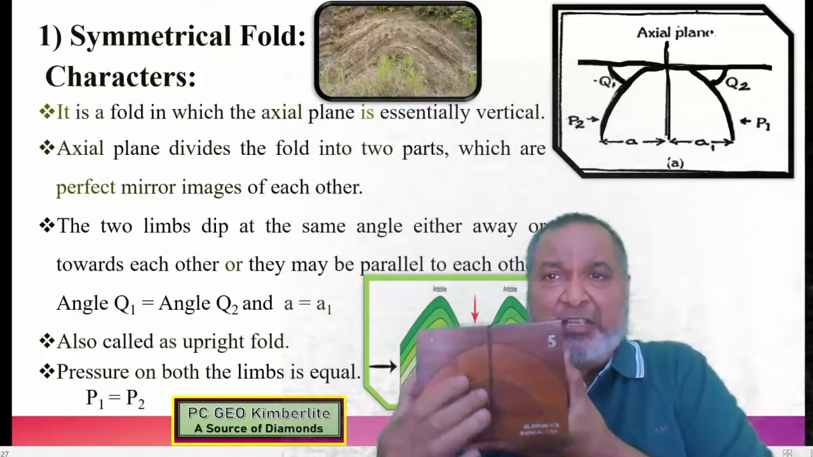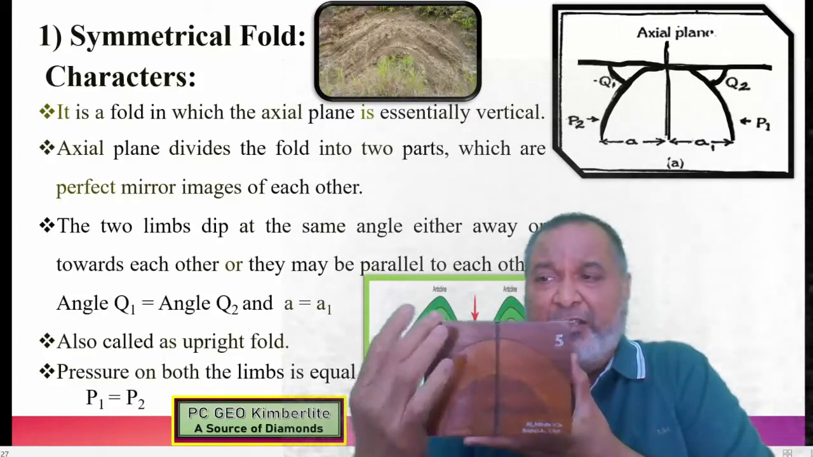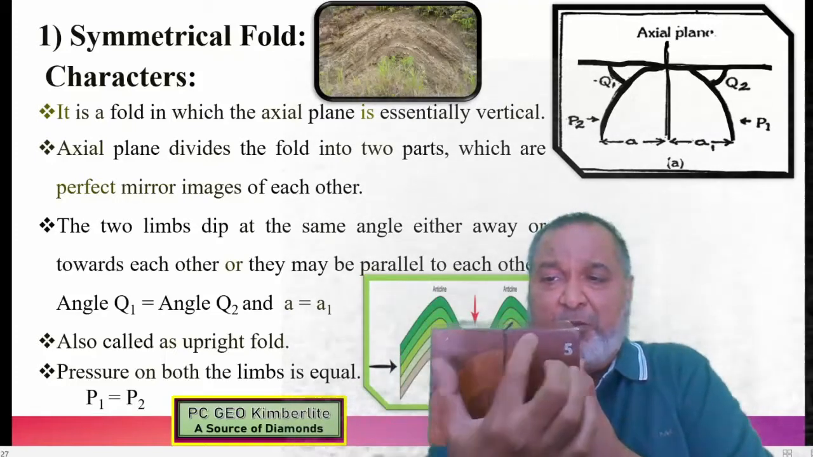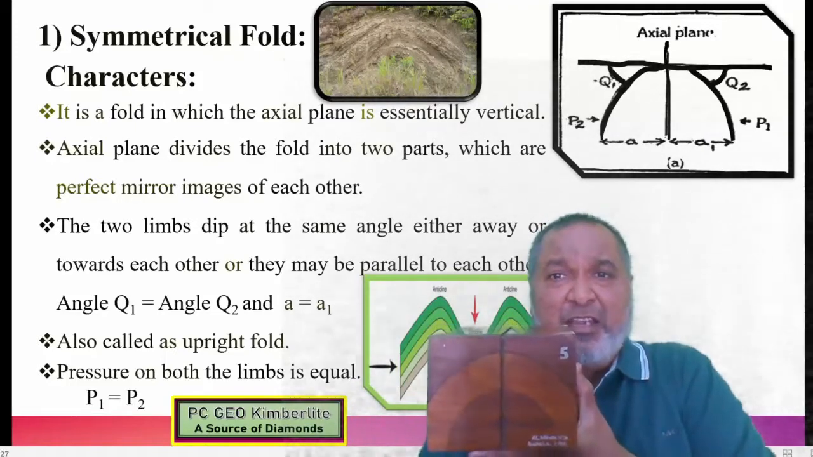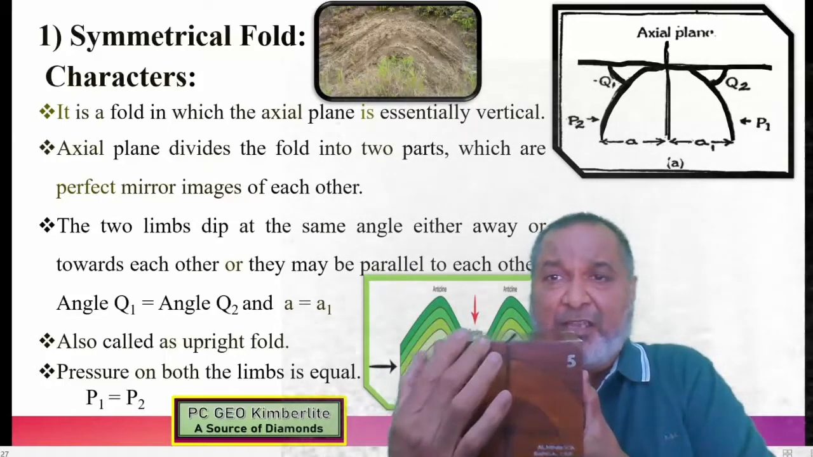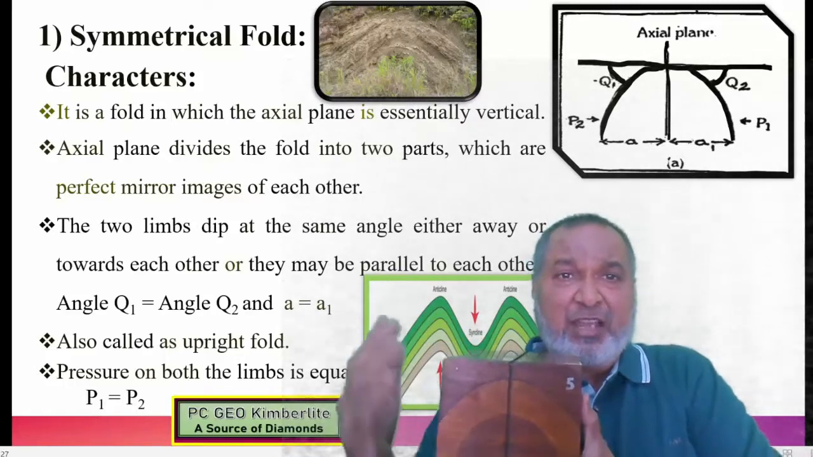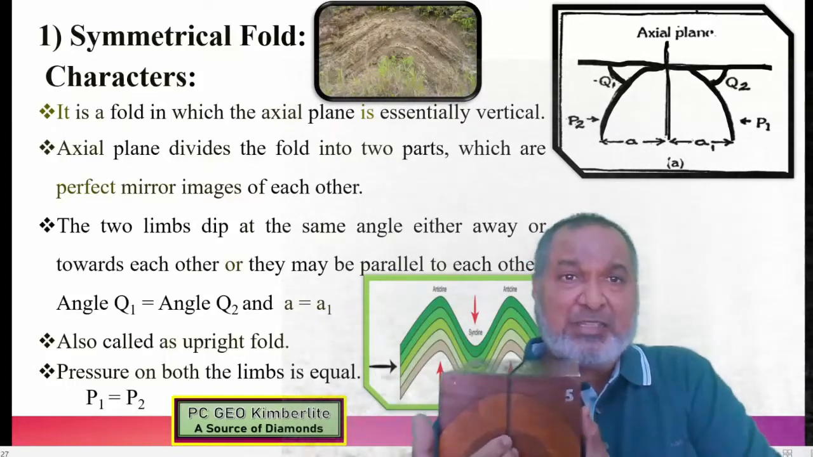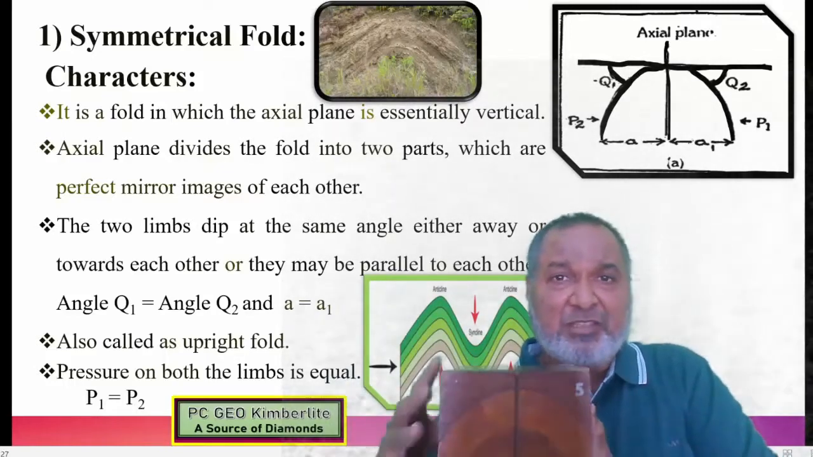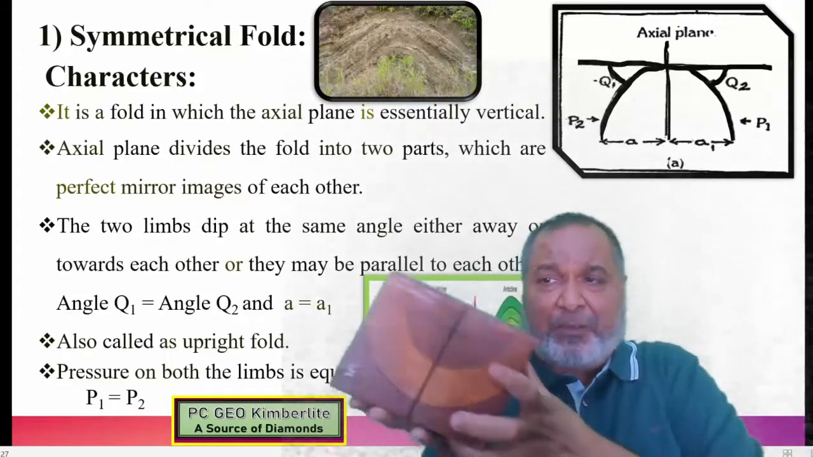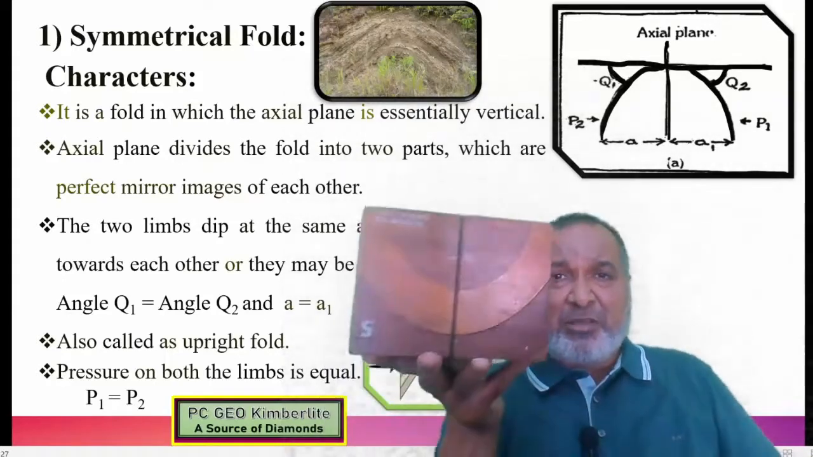Now I can see here the axial plane is vertical, and this is the horizontal imaginary surface. You can make out that the angle is symmetrical. This angle is Q1 and this is Q2. Both are equal. Then this symmetrical fold is called a symmetrical anticline. If you make the reverse, this will become your symmetrical syncline.